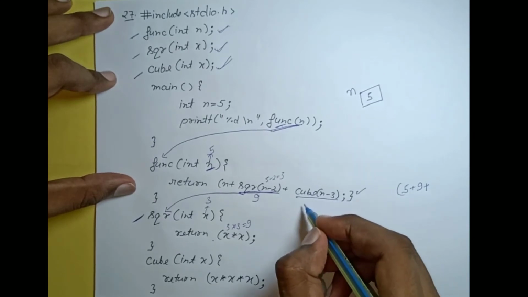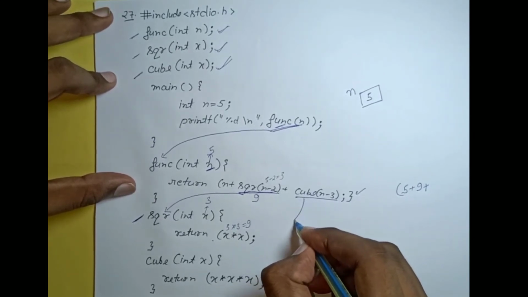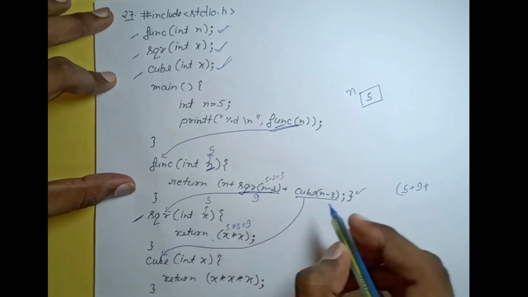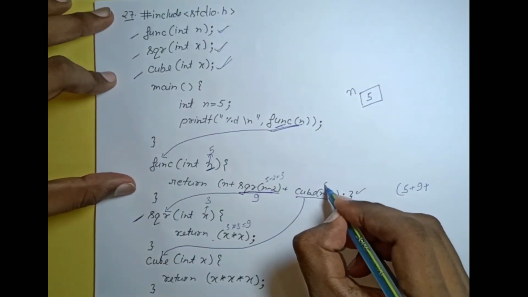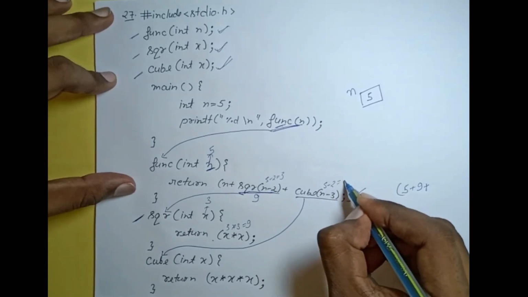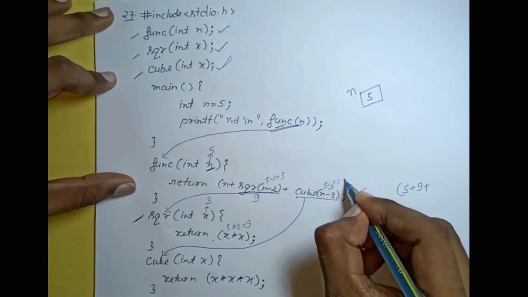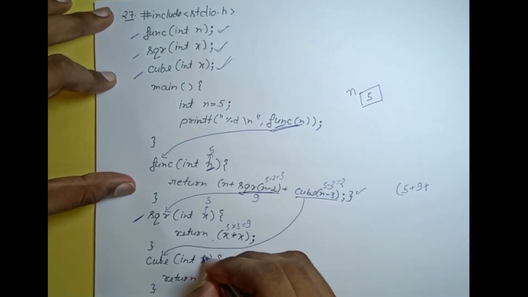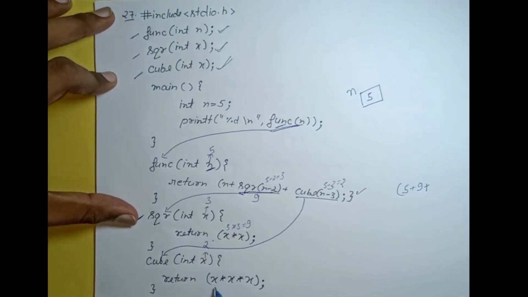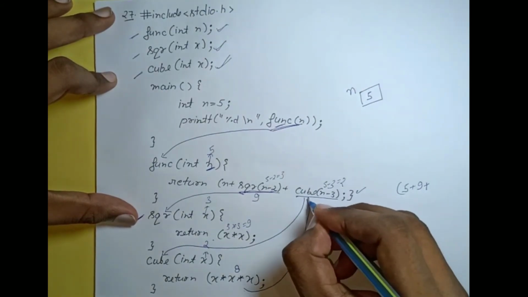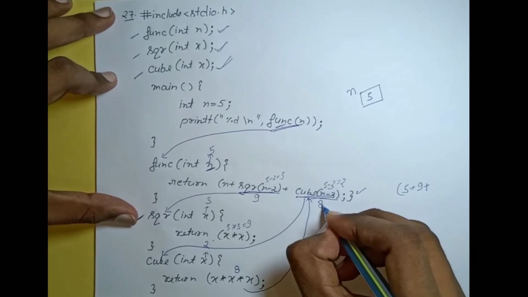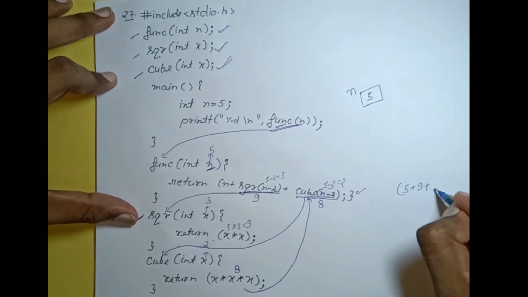Which is cube. As this function is encountered, the control comes to the cube function, and here we can see we are passing n minus 3, which means 5 minus 3, which is equal to 2, and the value 2 is passed. That means the value of x is now 2, and here we are returning the cube of x, which means the cube of 2, and the cube of 2 is 8. The value 8 is returned from this function and replaces this call, which means we got 5 plus 9 plus 8.